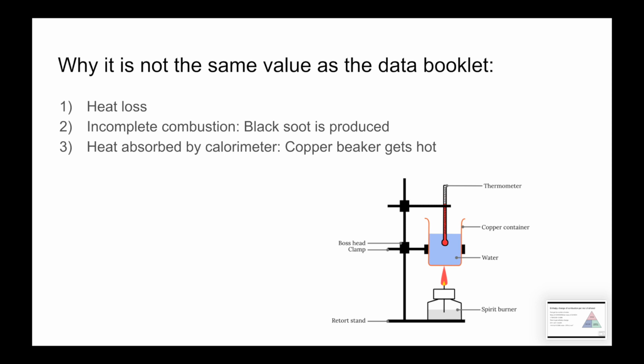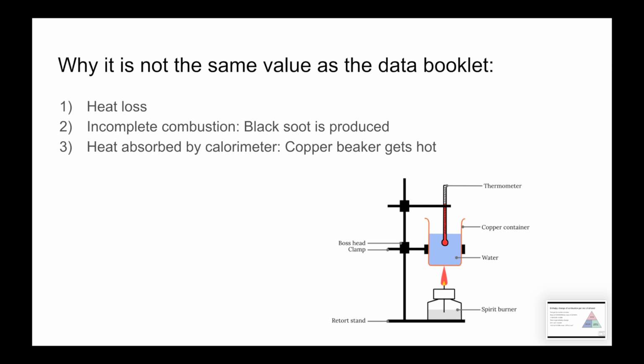And another explanation would be incomplete combustion, where black soot is produced. The way to prevent that is to use pure oxygen, but that is not possible for most conductors of the experiment. And then heat absorbed by the calorimeter. The copper beaker gets hot and it starts absorbing heat, and this can also change the value. So a way to prevent it would be including the heat capacity of copper in calculations.